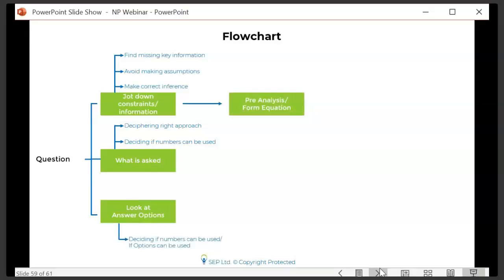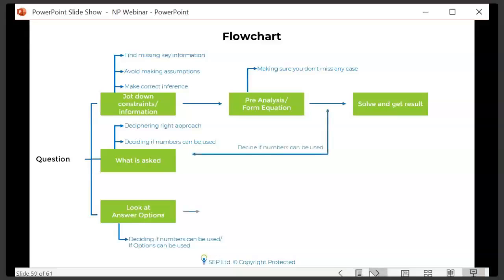You think, okay, this is the information given to me. What can I do with this? And this helps you make sure that you don't miss any case. And then while finding out the right answer, you can take a call whether the number can be used or not. Because now you know what is being asked. Now you have looked at the answer option. Now you have done your analysis. So you know the various cases that you need to take. And you can take a call whether, if CBD is not there, I can use an answer or not.